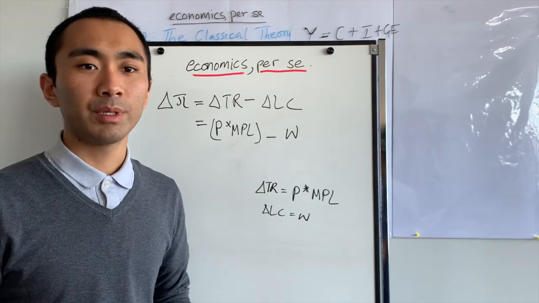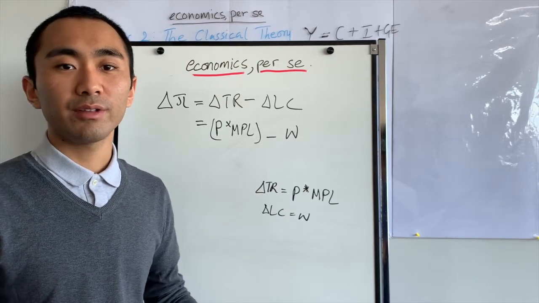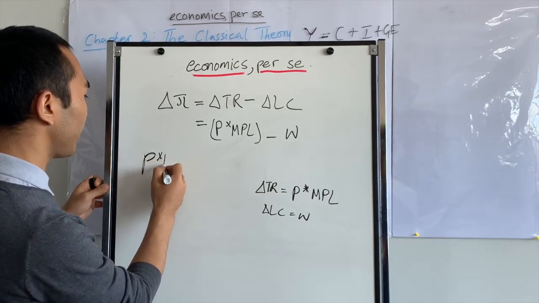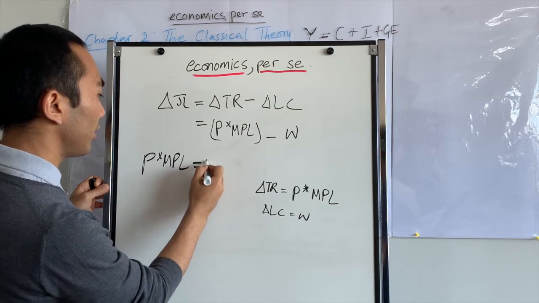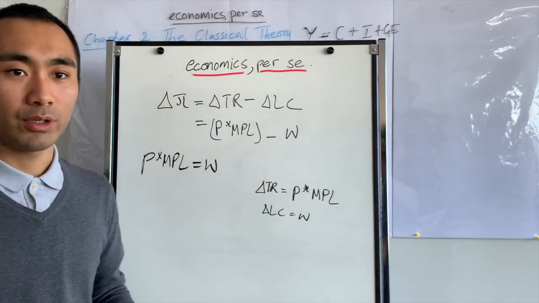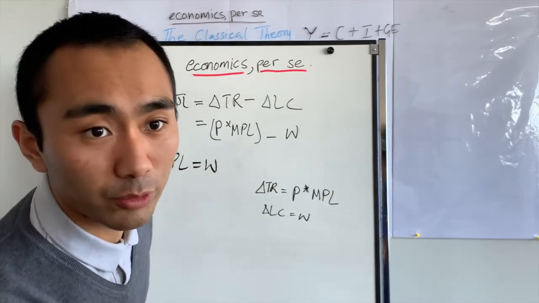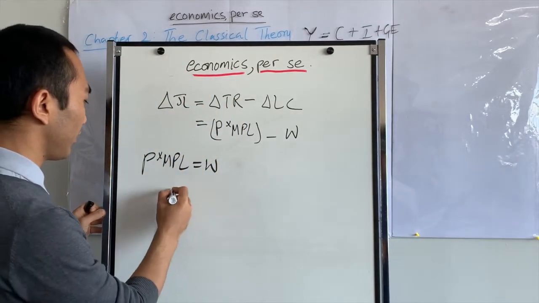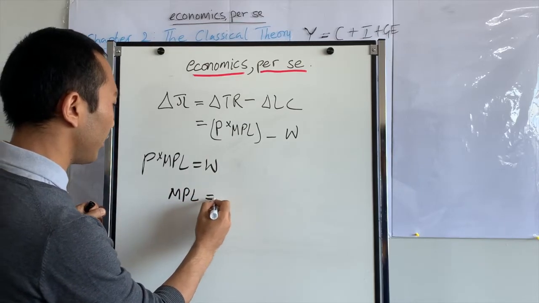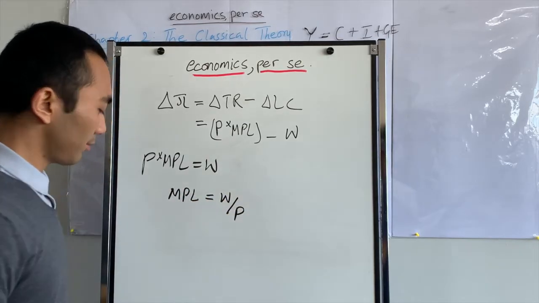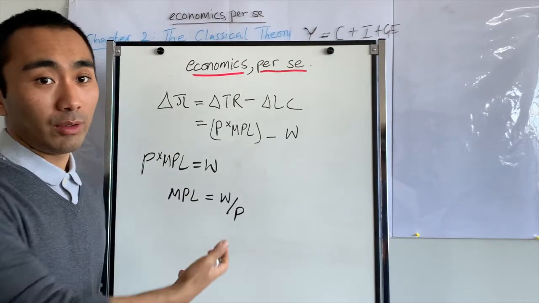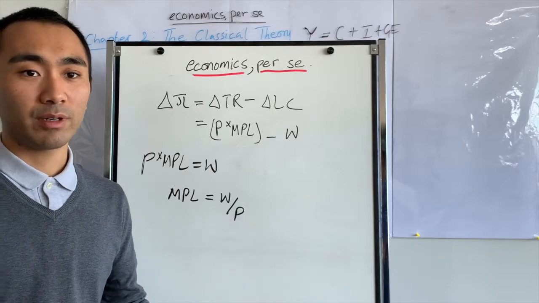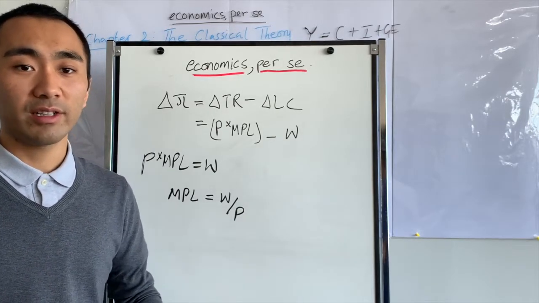The competitive firm's demand for labor is determined by price times MPL being equal to the wage. This can also be written as MPL is equal to W over P, wage over price. And this is the real wage. The real wage is the payment to labor measured in units of output rather than in dollars.